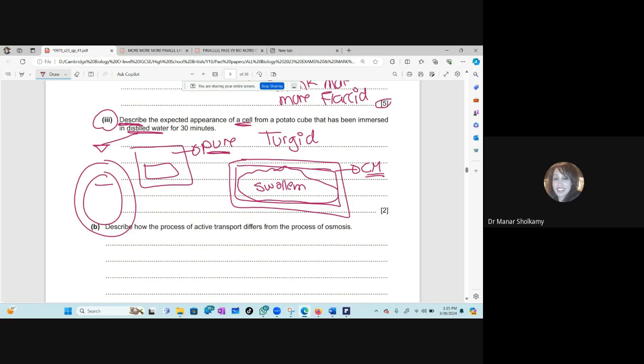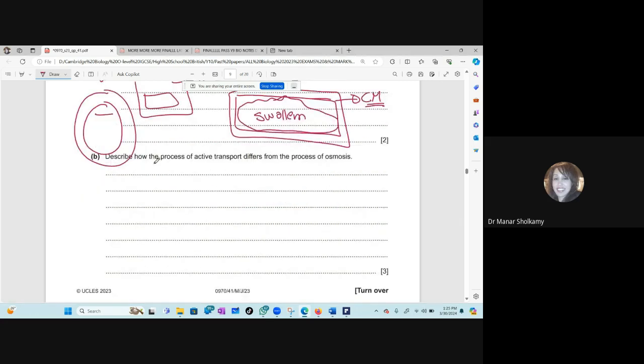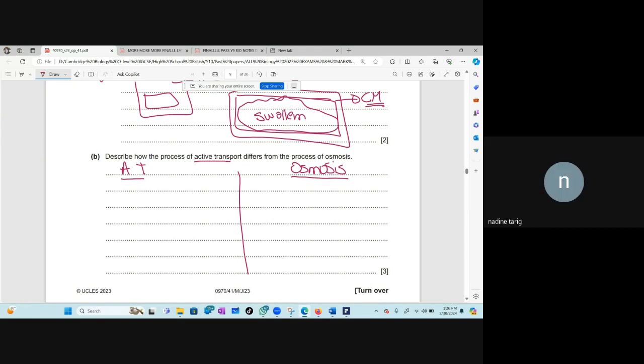Please write more. Don't just write one word and leave. Describe how the process of active transport differs from the process of osmosis. I think this is very easy, and this question came on your exam. How do you compare between active transport and osmosis? This is a core question. Osmosis is only used for water. Yes, only water. Very good. Active transport is for any molecule or any particle. What else? I want 3 differences.